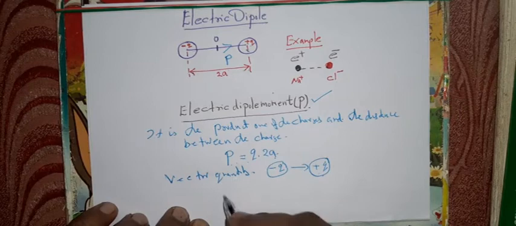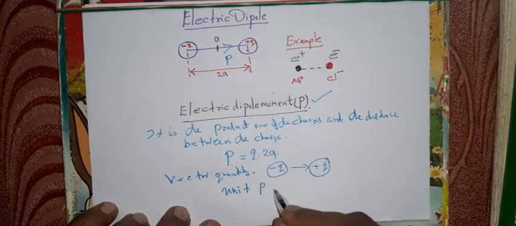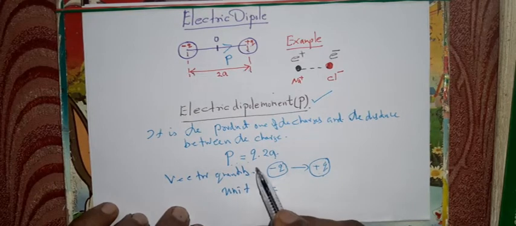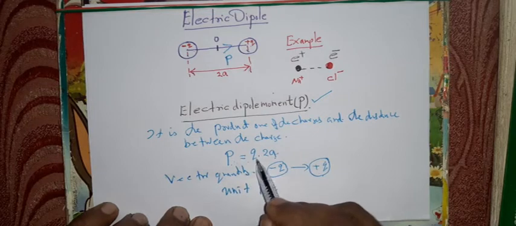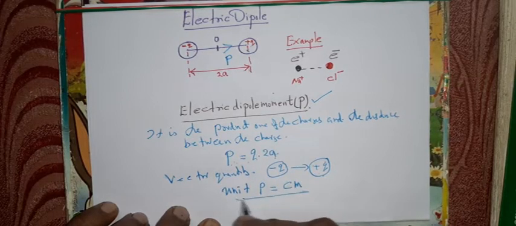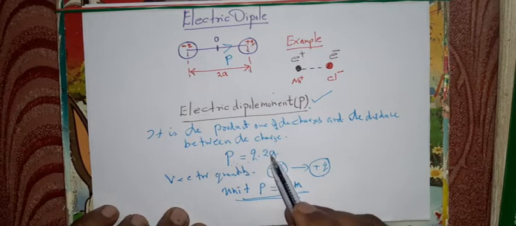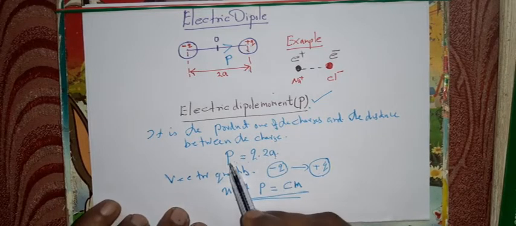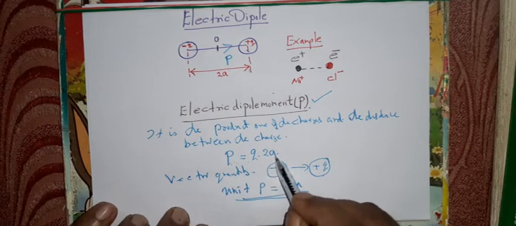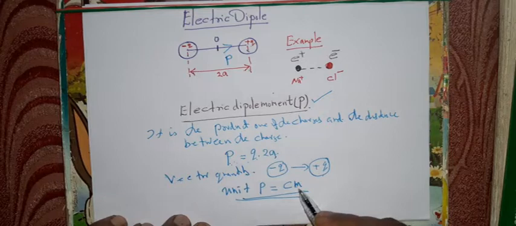Then what is the unit of electric dipole moment? It is a new quantity. You need a unit to measure electric dipole moment. You can understand the unit from this formula. The unit of q is coulomb and the unit of distance is meter. Therefore, coulomb meter is the unit of electric dipole moment. Once again, electric dipole moment is a vector quantity. Its magnitude is given by P is equal to q into 2a and the unit is coulomb meter.